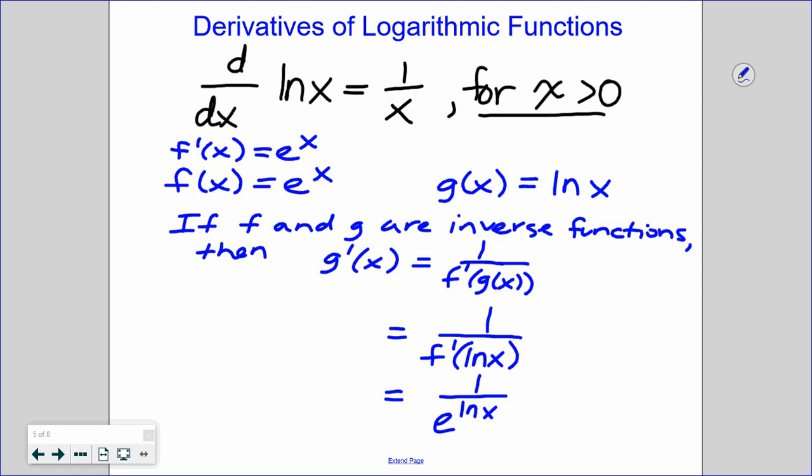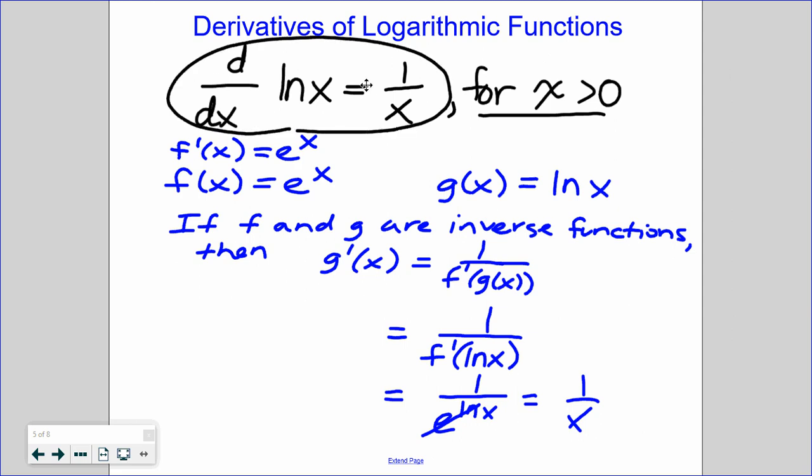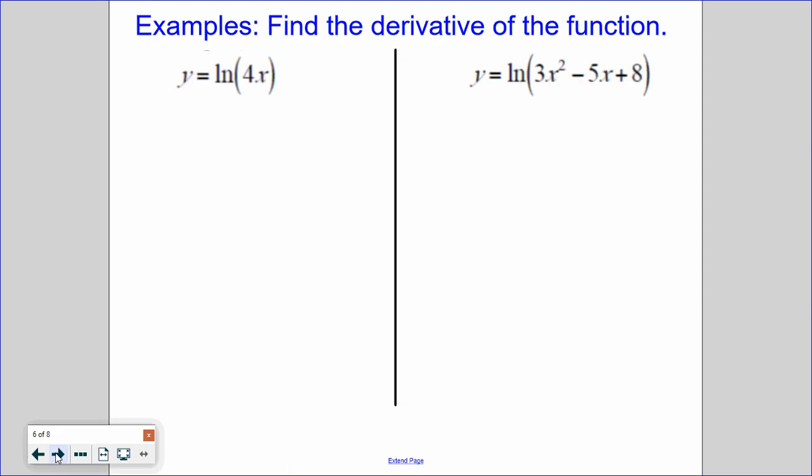And e to the natural log of x, they undo each other, and that all just simplifies to equal x. And so you end up with just 1 over x. So anyway, that's where the rule comes from. The main thing you need to remember is this new rule, that the derivative of natural log of x equals 1 over x. Okay, let's look at some examples.